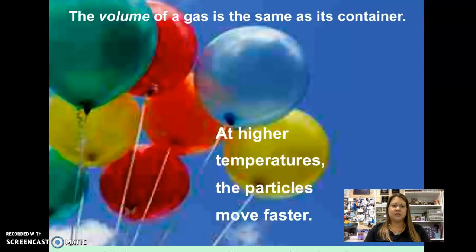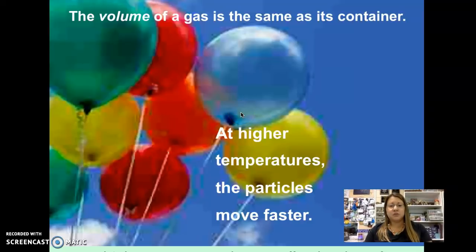A couple of vocabulary terms that we need to review really quickly are volume first. Volume is the amount of space that a substance takes up. So the volume of a gas is going to be the same as its container, because a gas is going to take the shape of the container that it's in. For example, a balloon. If you have helium in this balloon, you can't see the helium necessarily, but you can see the container that the helium is in. So we see that the helium is taking the shape of the balloon.